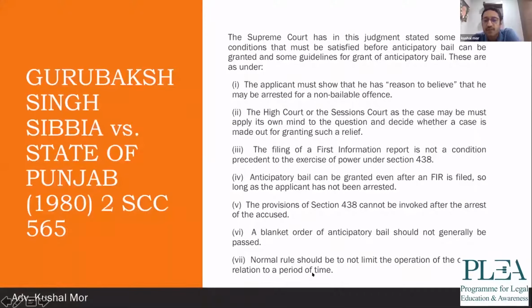Normal rule should not be to limit the operation of the order in relation to period of time. Basically, the anticipatory bail will extend till the end of trial, and it cannot be that it is only till filing of the charge sheet or anything like that.